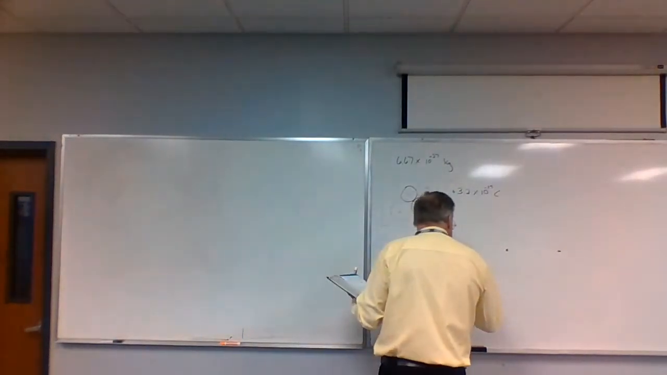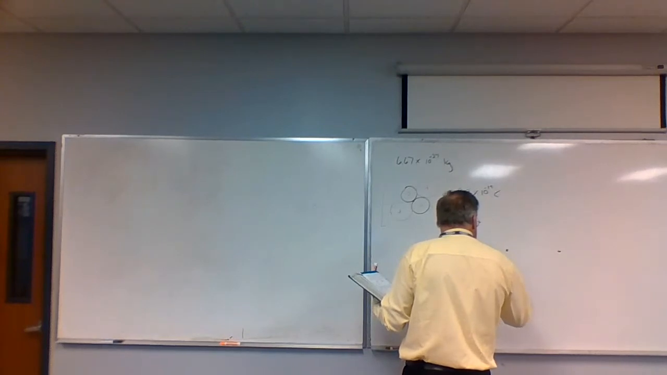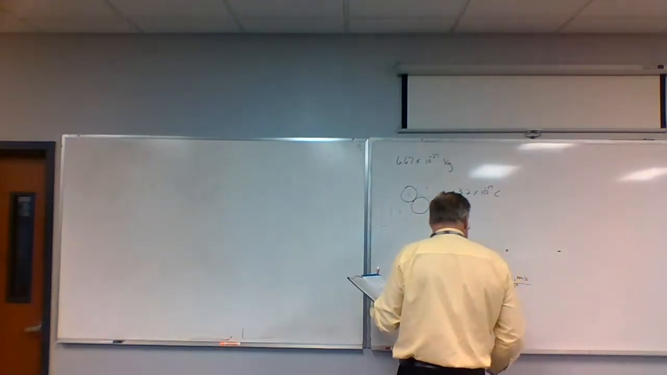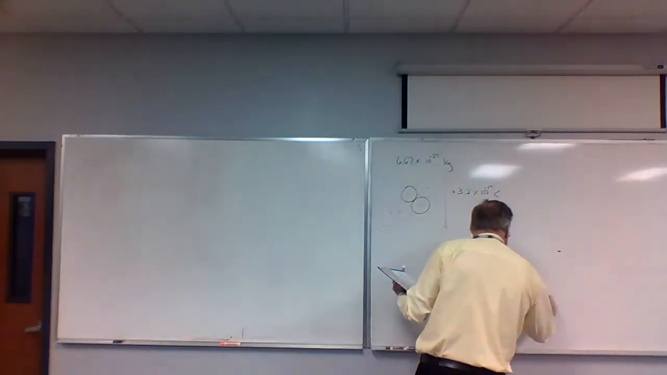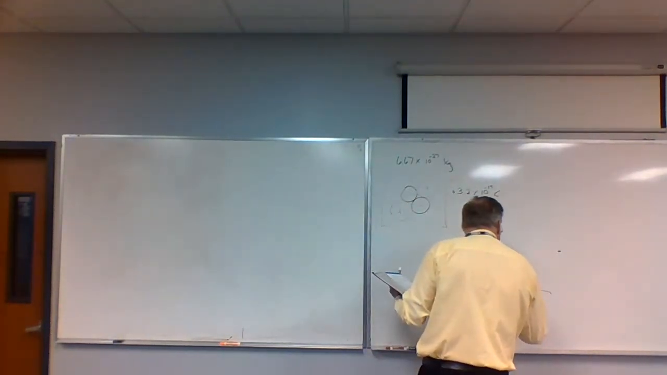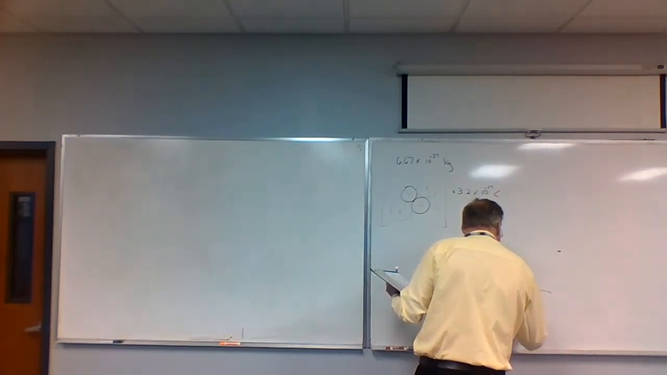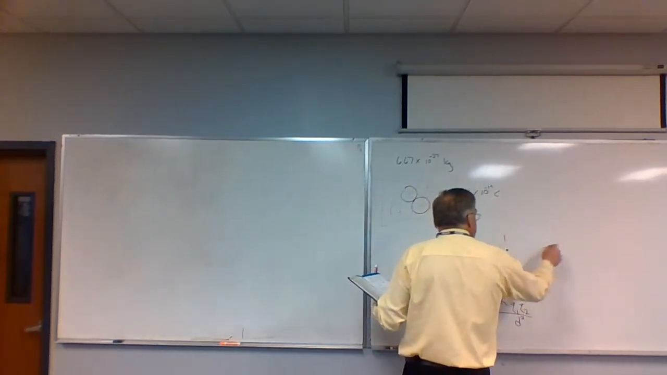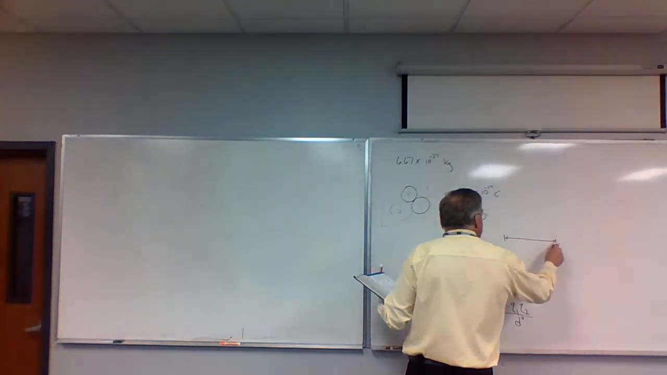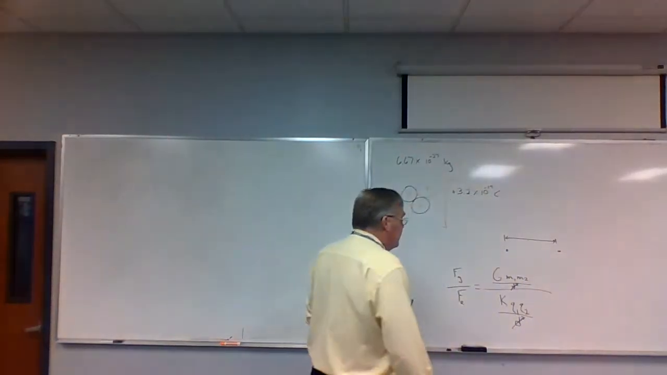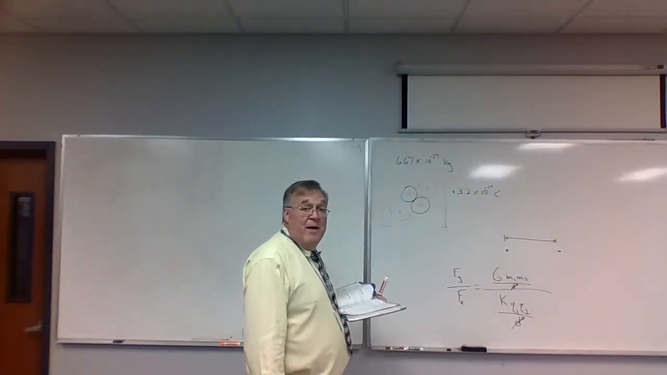Well, F sub G is equal to G M1 M2 divided by the distance squared. And that's divided by, that's F sub G, here's F sub E. K times Q1 Q2 divided by the distance squared. Look at that. We don't even need to know what the distance is between these two particles. It doesn't matter because d squared goes away. Did everybody follow that algebra?